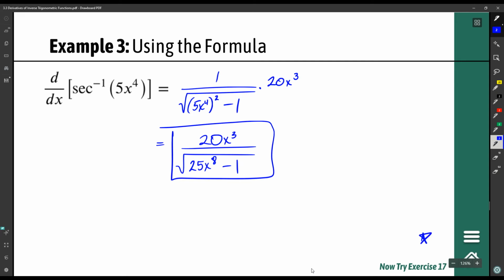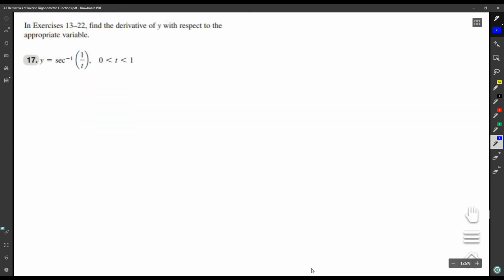Now let's try exercise 17 from the text. It says find the derivative of y with respect to the appropriate variable. In this case, that variable is t. And here's our function, the inverse secant of 1 over t, where t is between 0 and 1. So the key takeaway from this is that t is positive. And so when we start thinking about the absolute value of t, we're going to be able to ignore that piece since it's always going to be positive anyway.